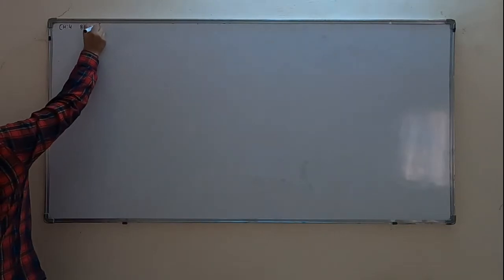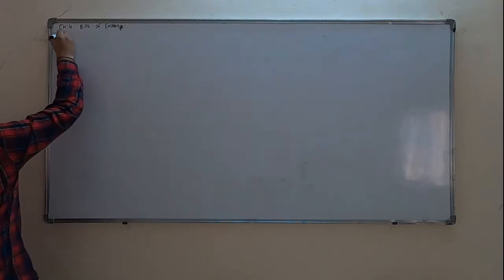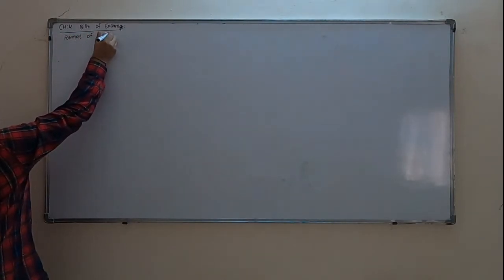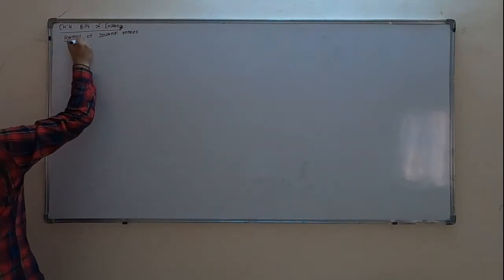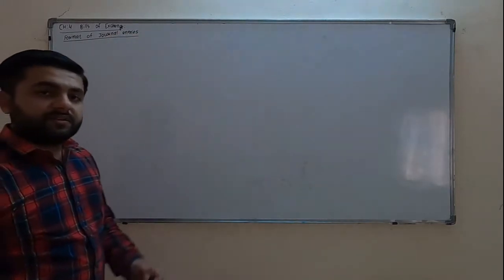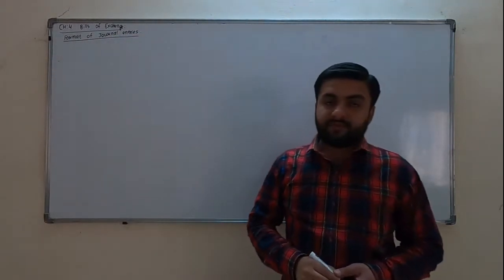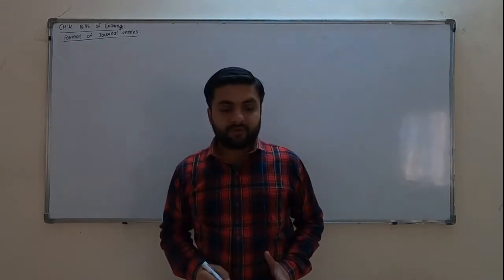So first of all, write the name of the chapter in your notebook. Chapter 4, Bills of Exchange. In that, format of journal entries. Now you have to learn the journal entries in the books of both the customer and the trader. Okay?